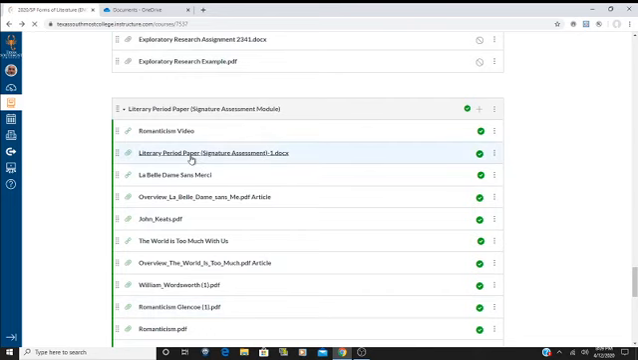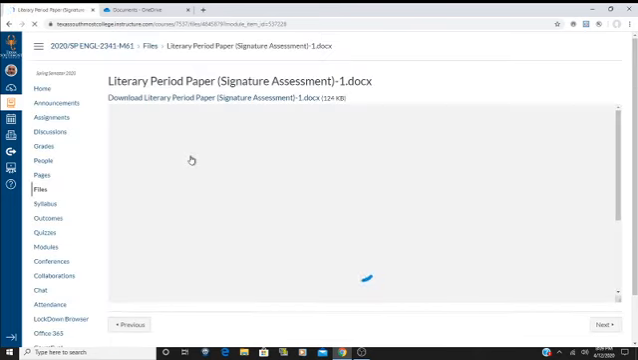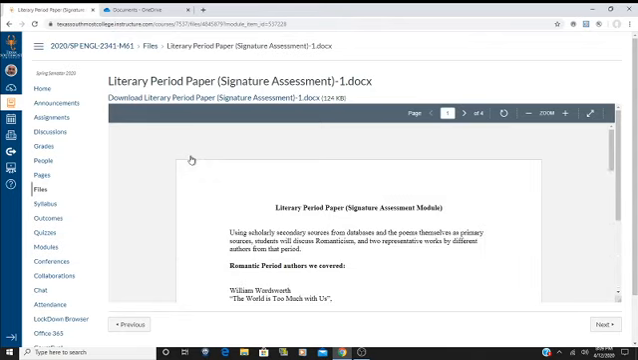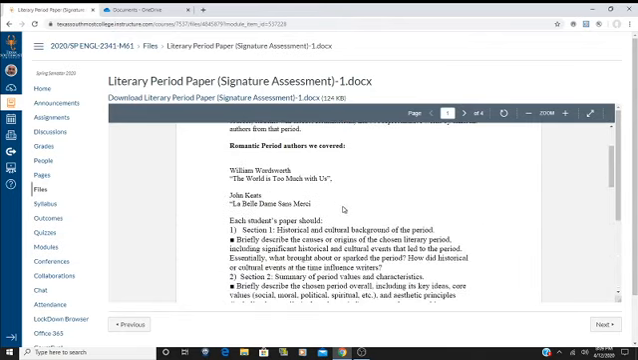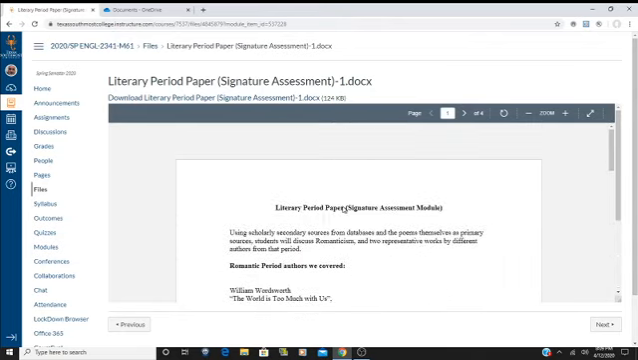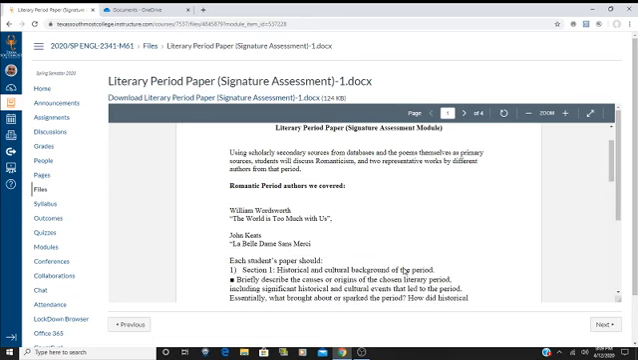It says you're going to write a literary period paper. And normally we would read a whole bunch of poems and you would choose, but we're running out of time and we're not able to do that. So I just picked two pretty understandable poems, one by William Wordsworth and one by John Keats. And you're going to write about these two poems.